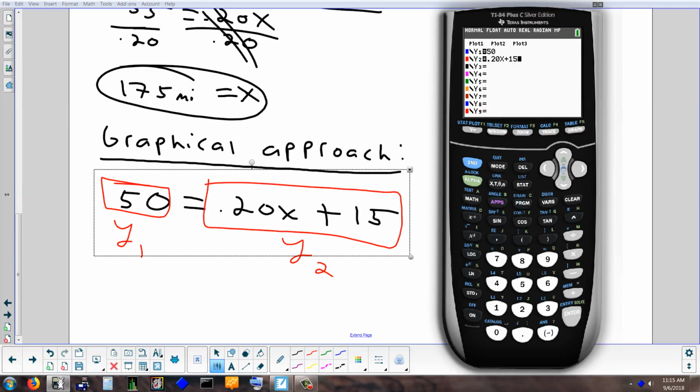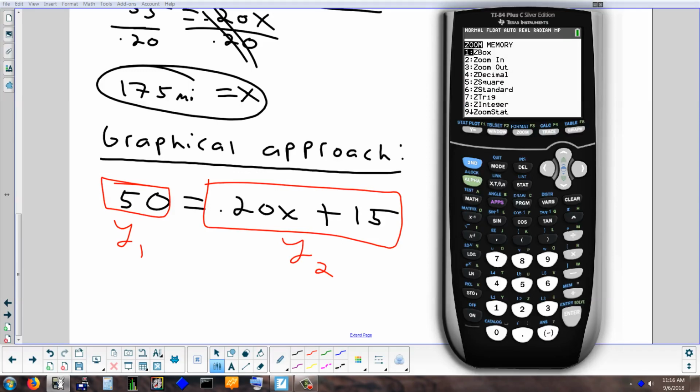Now I'm going to start out with the standard window, and if I need to adjust, I will. Does anyone remember how we get the standard window, what we press? One of the buttons up at the top. So window, we can type in something specific that we want. It's one of the options here that gives us the starting point. Zoom, which one? Six. Yeah, we start with a standard zoom. So that's negative 10 to 10 on the X, negative 10 to 10 on the Y.